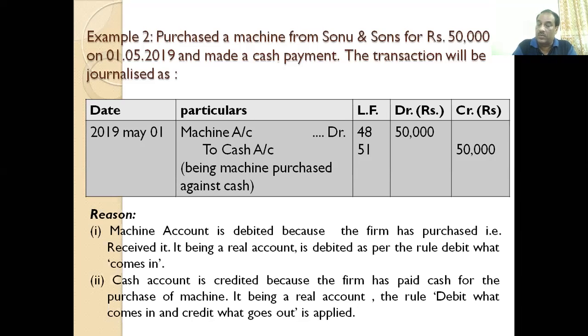The rule, debit what comes in and credit what goes out, is applied. And here, what happens? The amount has gone out. So as per the rules of debit and credit, it has been credited. Here the machine account has been debited because property worth 50,000, that is a machine, has been received by the organization. So in the machine account we have debited the amount, and the cash account, because that 50,000 worth of cash has gone out for the purchase of the machine. Cash being a real account here also, it has been credited.